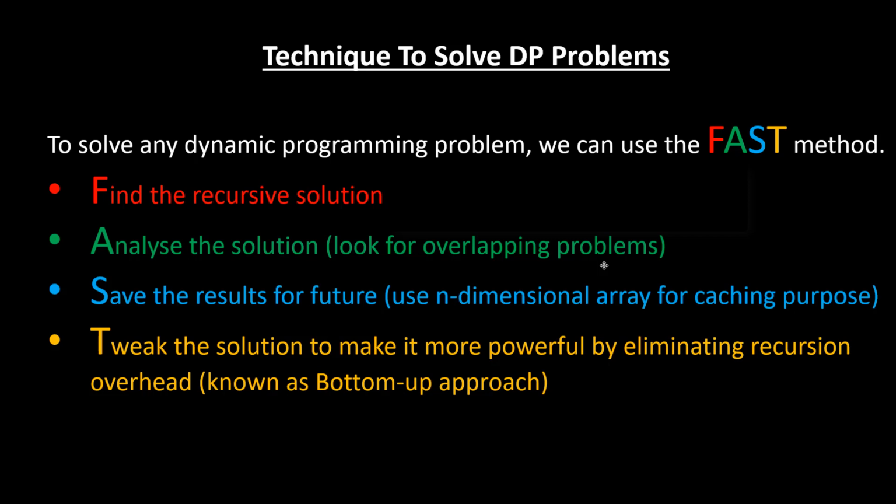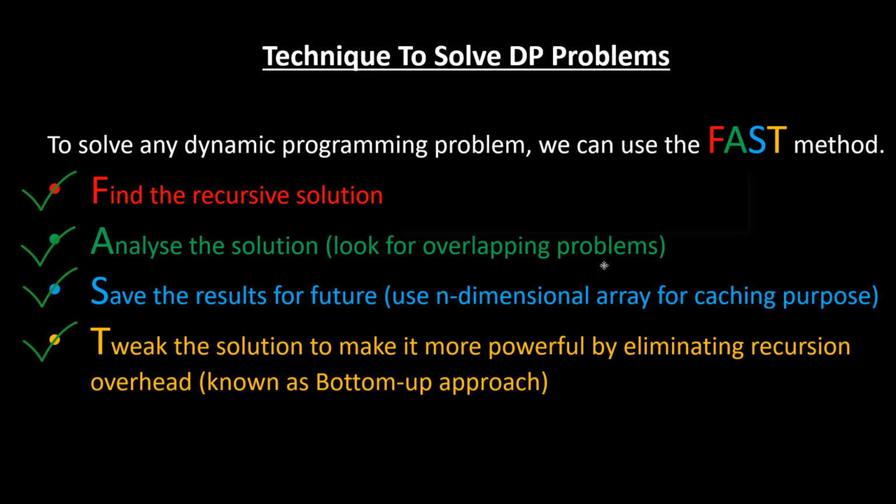If you are not able to remember, that is why I have given a name as FAST. So just remember the FAST method and you will be able to visualize what F stands for, find the recursive solution, A stands for analyze the solution, S stands for save the result for future, and T stands for tweak the solution in a bottom-up manner.